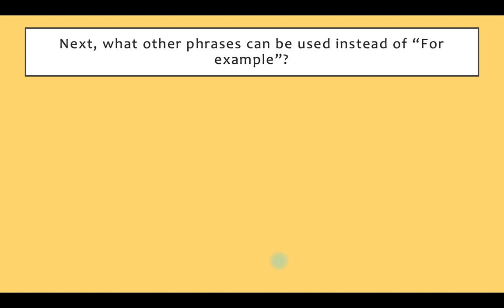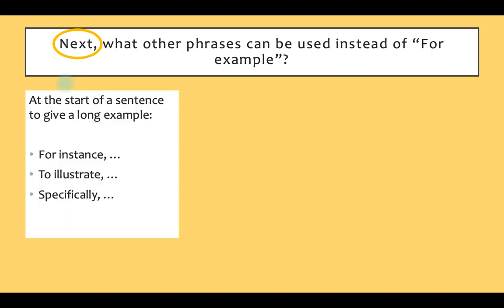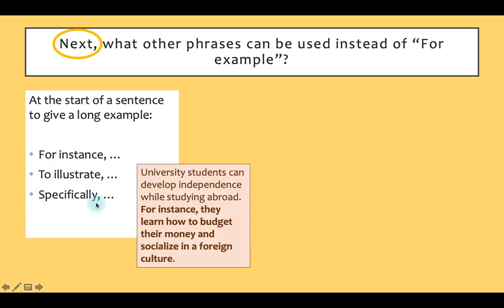Next, what other phrases can be used instead of for example? Let's look at a few. Here I use next as a transition phrase to tell you that I'm going on to a different idea. So at the start of a sentence, if we want to give a long example, we can use for example, for instance, to illustrate, specifically. All of those go at the start of a sentence.